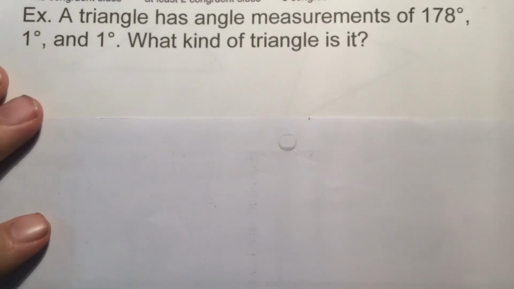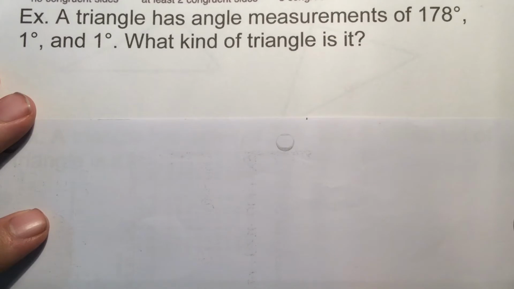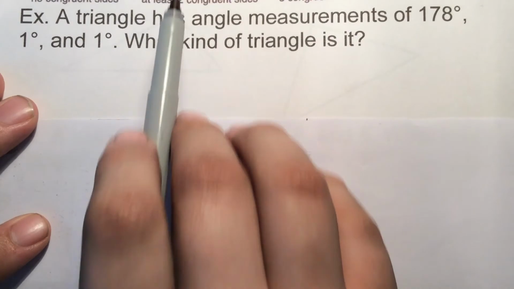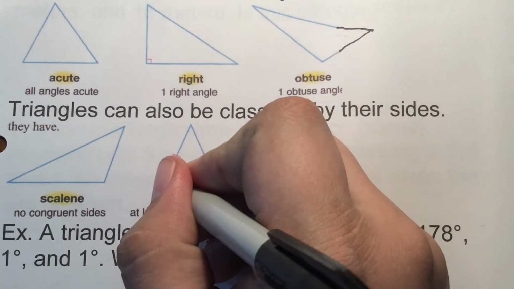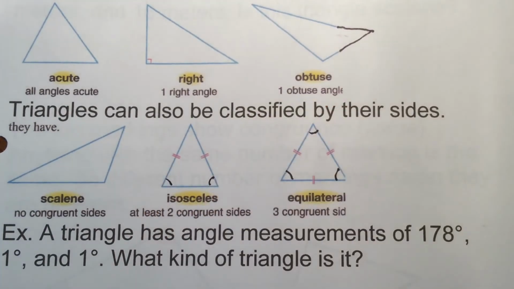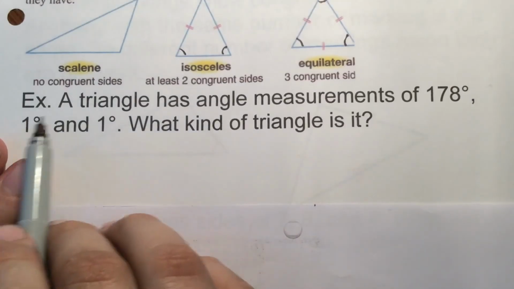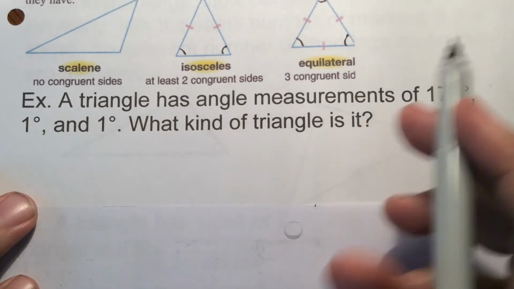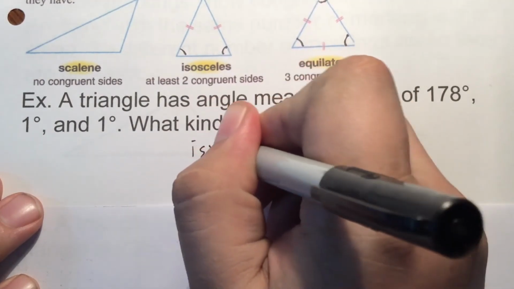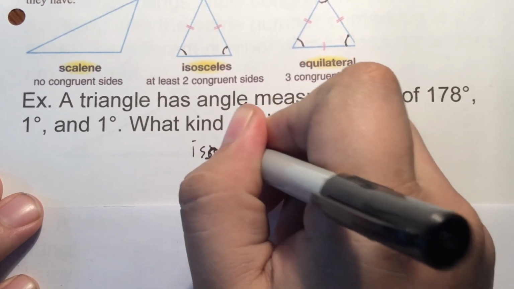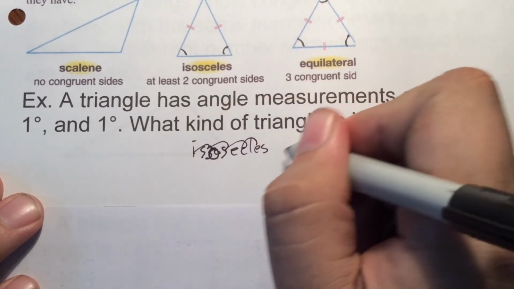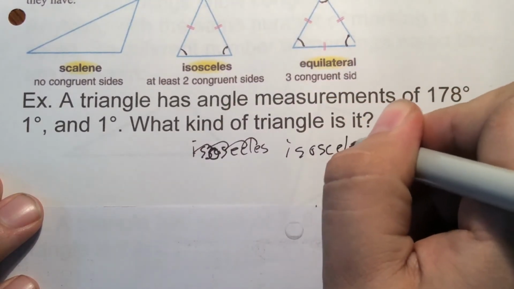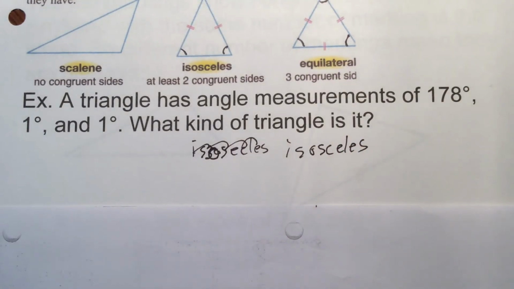A triangle has angle measurements of 178, 1, and 1. What type of triangle is it? Well, if you think about it, isosceles triangles will have two sides congruent. That also means these bottom two angles will be congruent as well. So if two of the angles are congruent, that means two of the sides have to be the same. So therefore, this is an isosceles. I can't spell isosceles. Wow, it's right there. Isosceles. Sorry, spelling, not my strong suit.